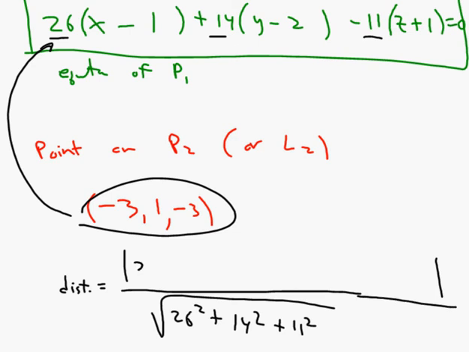So it's going to be 26 times (negative 3 minus 1) plus 14 times (1 minus 2) minus 11 times (negative 3 plus 1). That is the scalar quantity. When you're done, that scalar quantity will be positive and it will represent the desired distance.